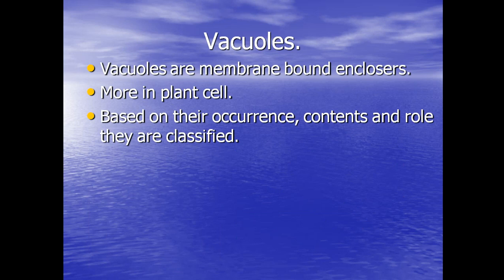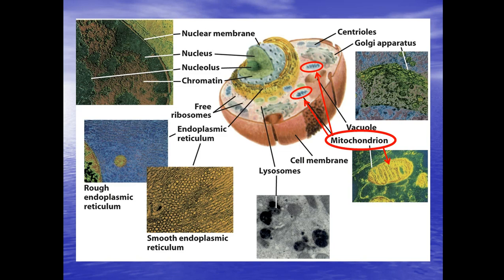So these vacuoles are classified based on their occurrence, what they contain, and the role that they cater. These vacuoles are membrane-bound enclosures, that's a membrane, a sac-like thing. Based on where they occur, what they contain, which is more important, inside, and the role that they carry out, these vacuoles are classified.